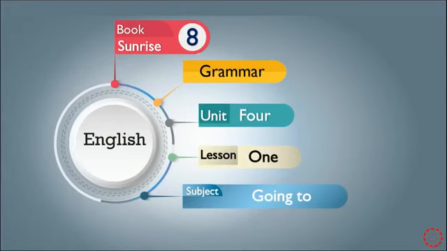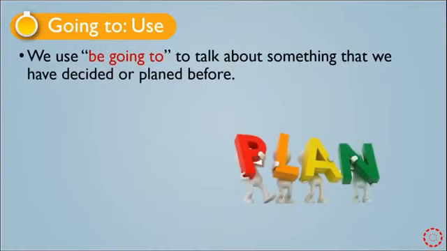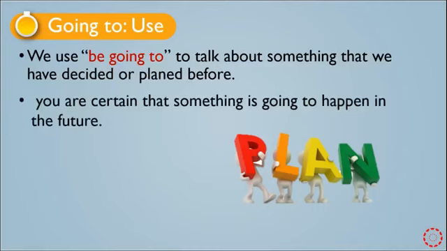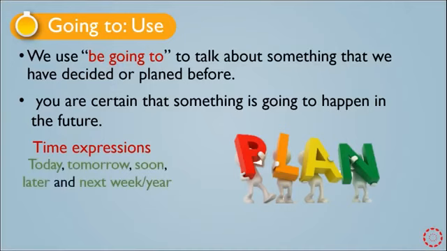Today in Unit 4 Lesson 1 we are going to talk about going to for future plans. When we use going to, we use be going to talk about something that we have decided or planned before. It means we are certain that something is going to happen in the future. We have some time expressions that we use with going to: today, tomorrow, soon, later, and next week or year.